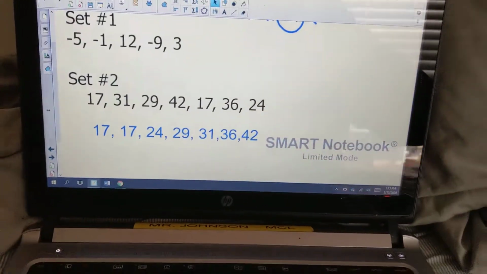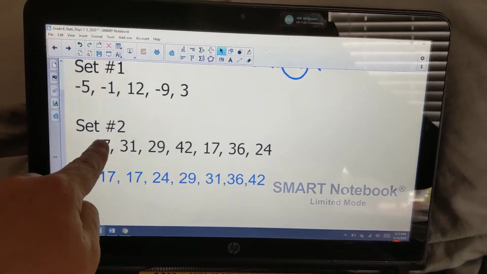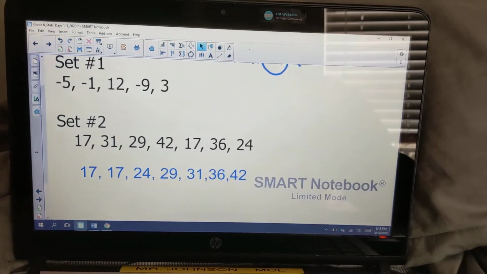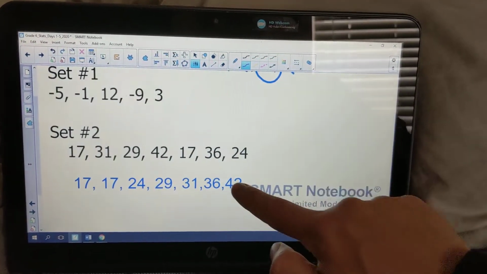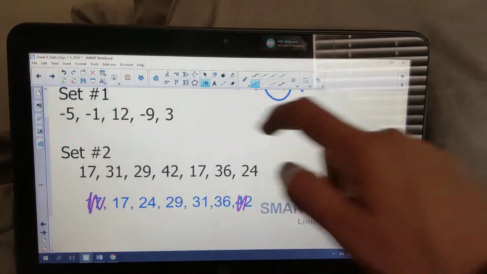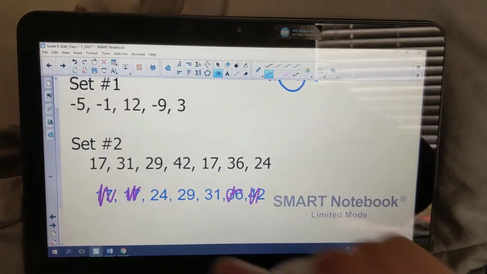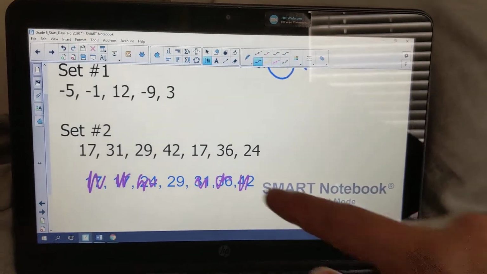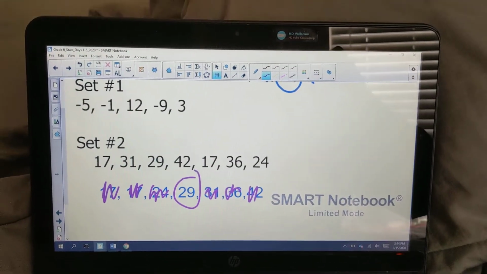And I recorded 1, 2, 3, 4, 5, 6, 7 numbers. So I'm good there. I also made sure that because 17 was recorded in this data set twice, I also recorded it twice. Now to find the middle number, I am pressing everything towards the middle. So I am going to get rid of the largest and smallest number. It always goes in pairs. The largest and smallest number, the largest and smallest number. And I see that the median of this data set is 29.